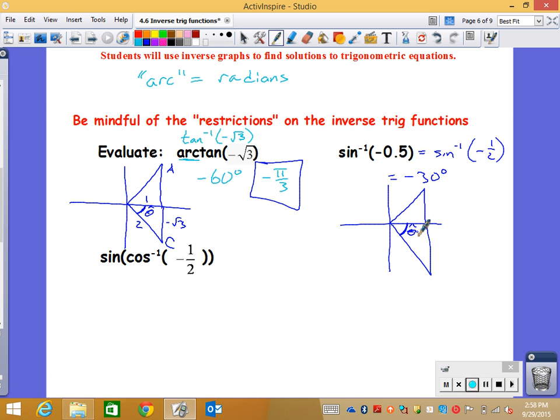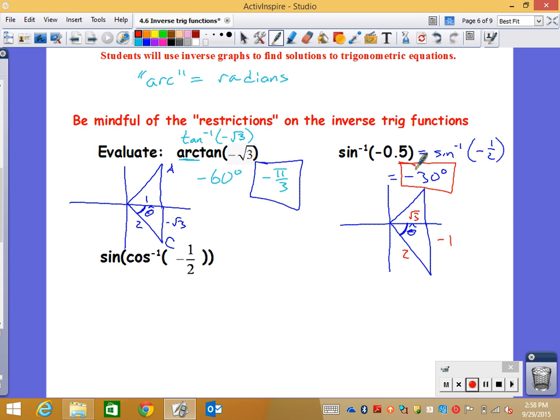Using my special triangles, we'll get to special triangles in a second. Using my side lengths here of negative 1 over 2, sine is opposite over hypotenuse, so I have a negative 1, 2, and then square root 3 would be my x-axis. Hopefully you recognize this as a special triangle with theta hat being negative 30 degrees. So that's how you do it if you don't have a calculator.